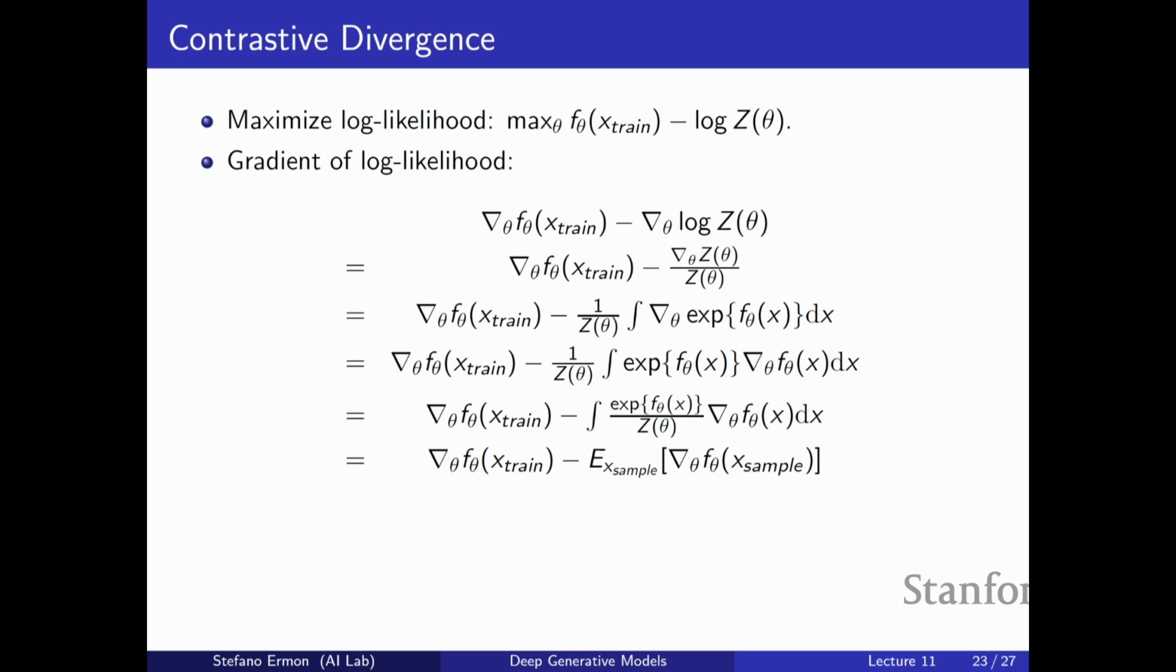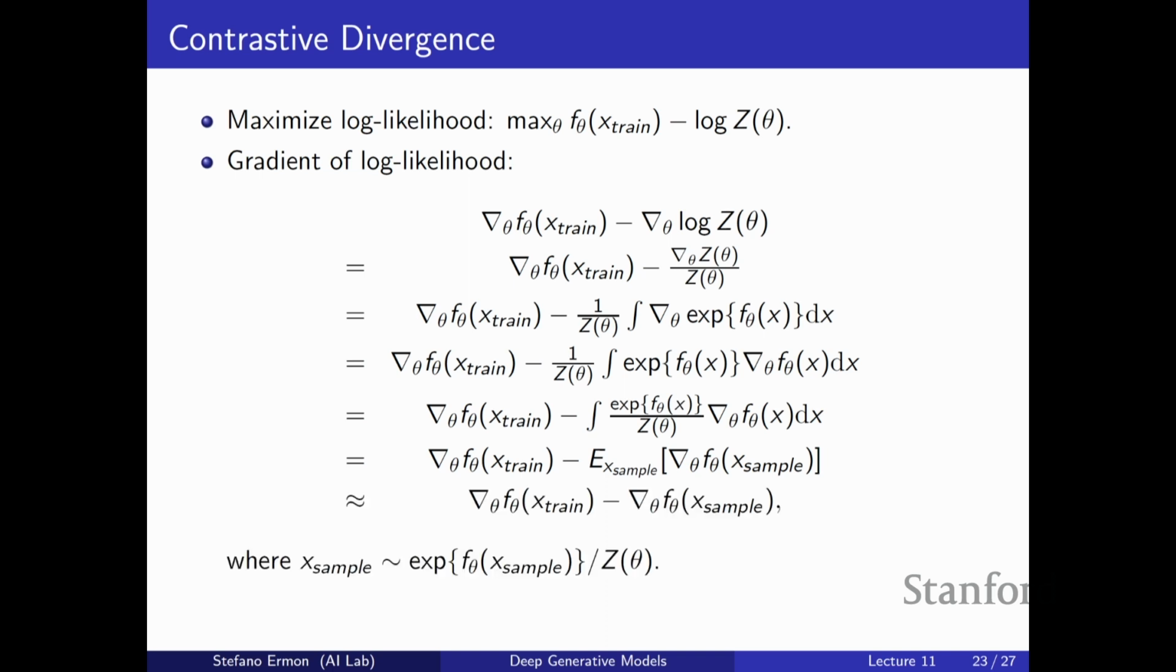Which makes sense. We need to figure out how changing theta by a little bit affects the unnormalized probability that we assign to the true data point we care about. And then we also need to understand how changing theta affects the probability of everything else that could have happened. And we need to weight all the possible x's with the probability assigned by the model for the current choice of theta. And now you see why contrastive divergence works.